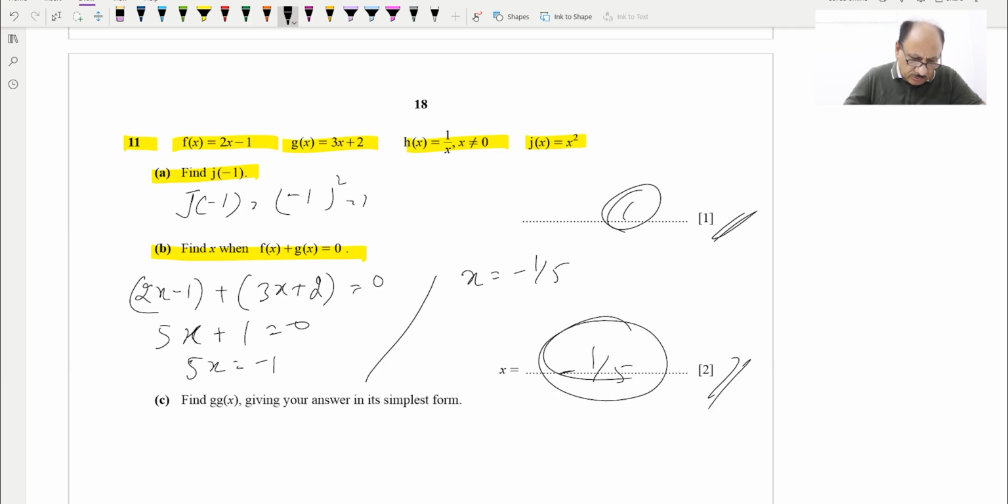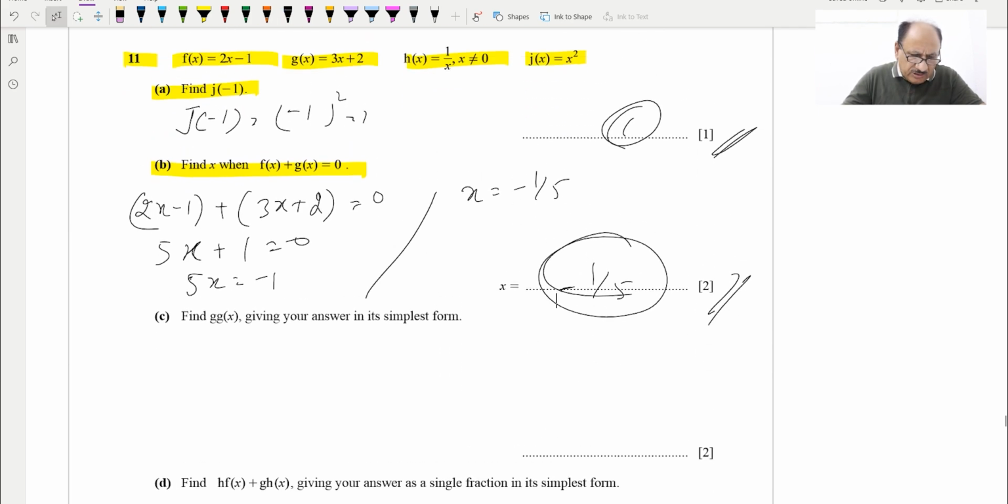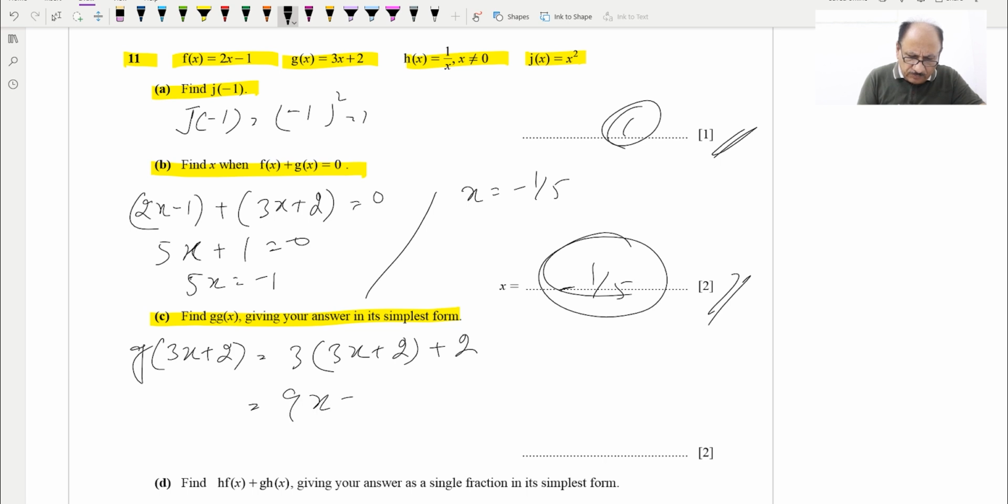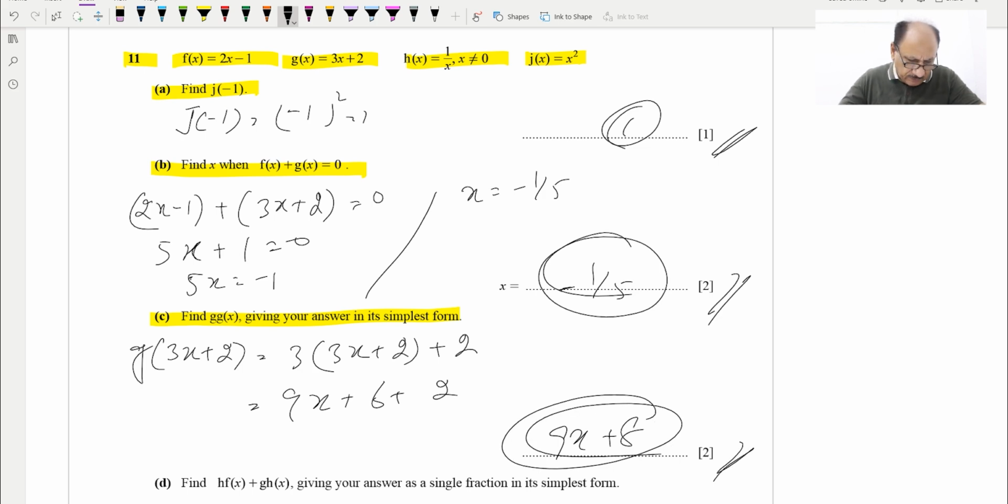Hopefully you understood this. Now they are saying find g of g of x. So g of x we already have, so we can calculate it. That is g of x is 3x plus 2, and this will be equal to 3 into 3x plus 2 plus 2. And if we open the bracket, it will be 9x plus 6 plus 2. So it will be 9x plus 8. This will be the final answer for 2 marks.